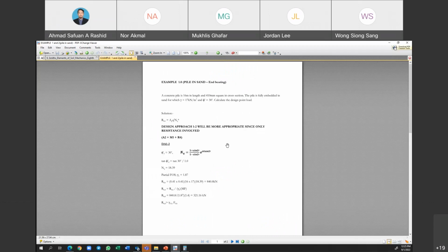Okay. So a concrete pile with 16 meter in length and 410 millimeter square in cross section. The pile is fully embedded in sand, for which gamma is equal to 17, phi is equal to 30. Calculate the design point loads. So this is the formula.